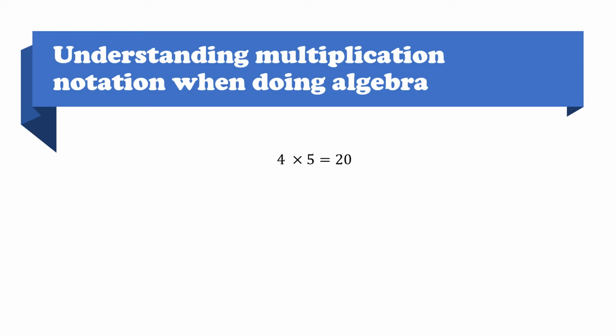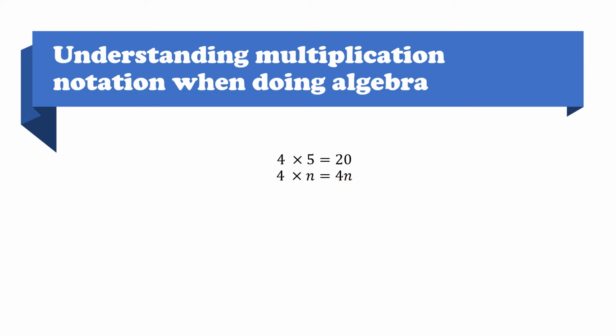So firstly, 4 times 5, we know that's 20. And here we clearly know that multiplication is taking place because we see that multiplication sign there, right? Then we have here 4 times n. And here we have an unknown. We need to understand now that this is the same as 4n. Therefore, when doing algebra, when you see a 4 followed by an unknown, it is known that there is a multiplication sign between these two.